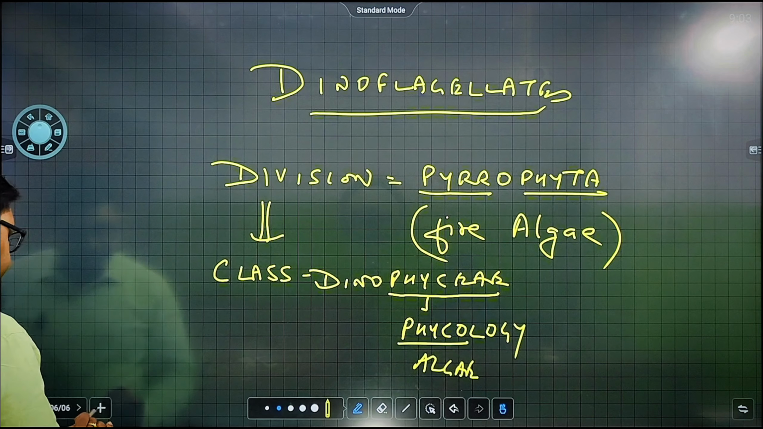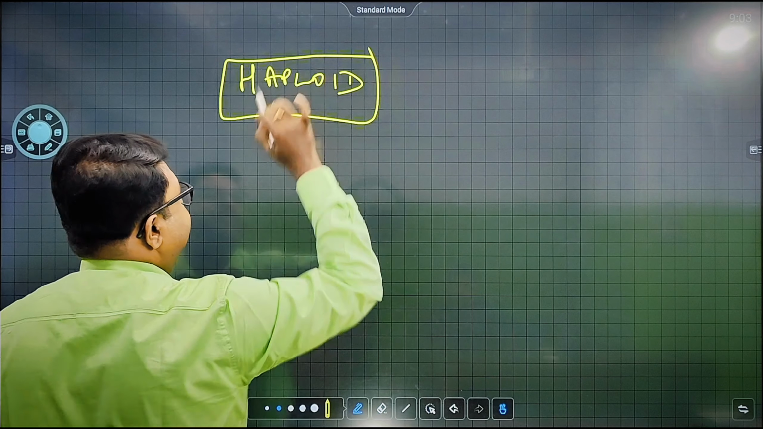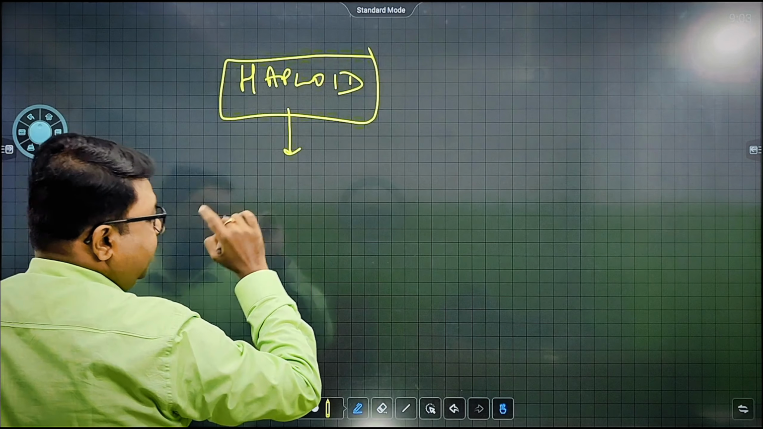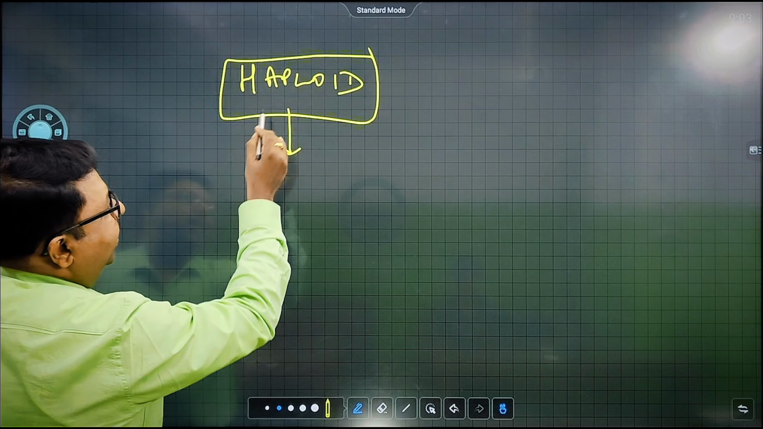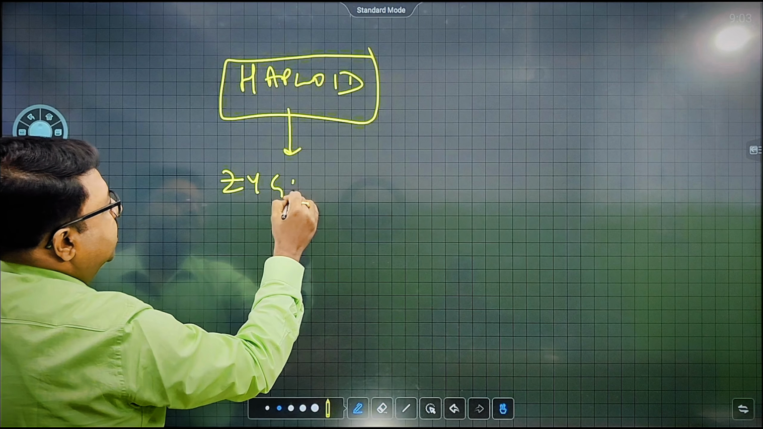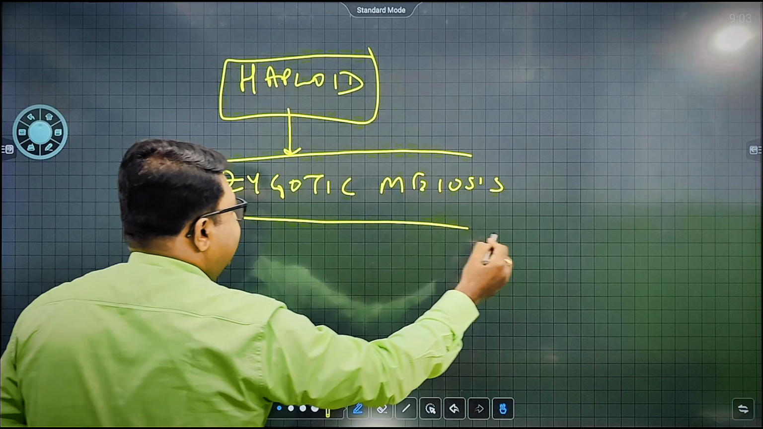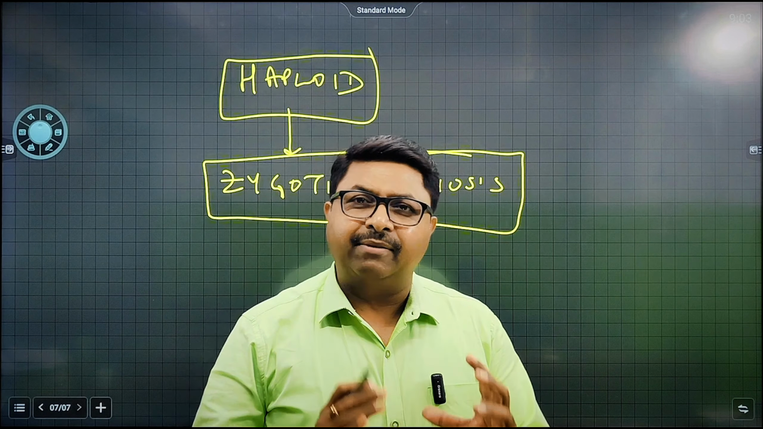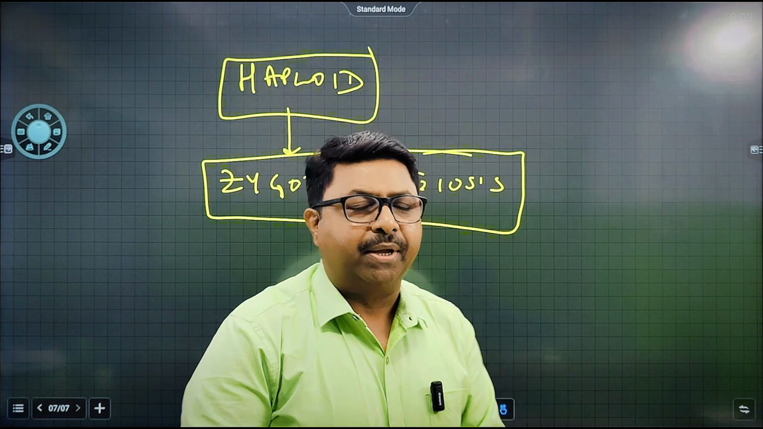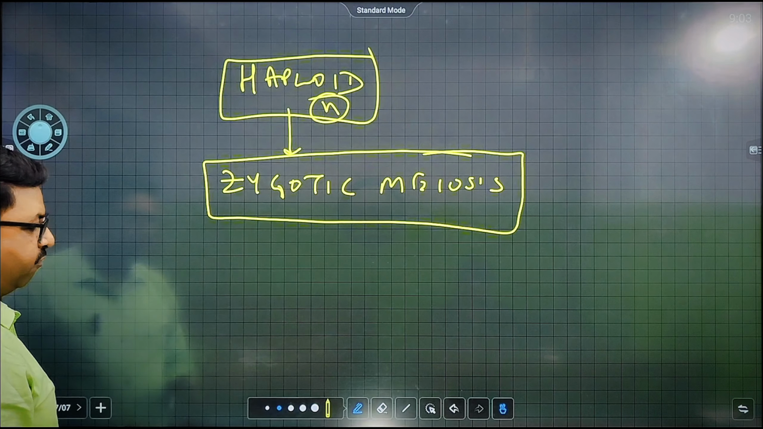Fine. Now, let me tell you, majority of them are haploid. Unlike diatoms, diatoms क्या था? Diploid था. Haploid, that means what kind of meiosis can they show? Gametic or zygotic? They show zygotic meiosis. अगर आप में doubt है, then see the last video that I have given to you, where we have talked about gametic meiosis and zygotic meiosis. So they show haplontic life cycle because they have got n number of chromosomes.